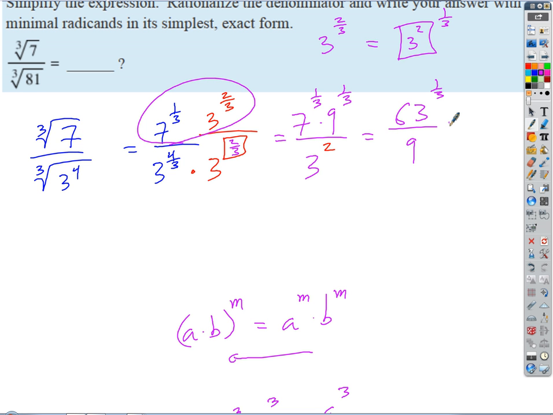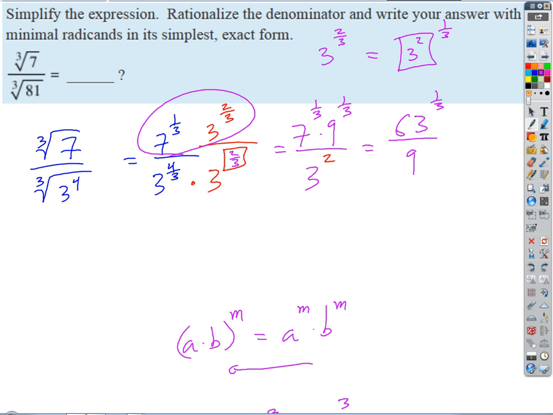So I'm supposed to write that in terms of what? Simplify. So I'm supposed to write it as a radical. So now we've got to turn that back into a radical. What's it look like as a radical? Good. Okay. Make sense?